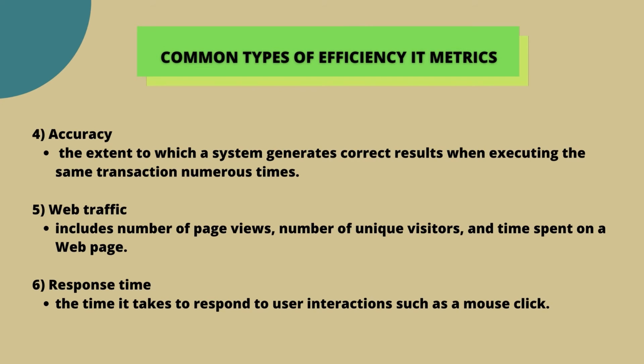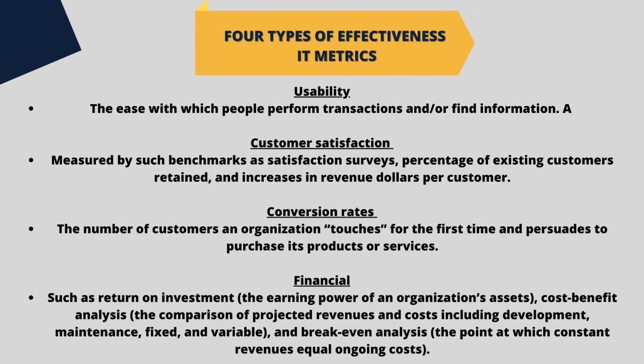The fifth is web traffic. It includes number of page views, number of unique visitors, and time spent on a web page. The last but not least is response time, which is the time it takes to respond to user interactions, such as a mouse click. So basically, we have 4 types of effectiveness IT metrics. The first one is usability, the second one is customer satisfaction, the third one is conversion rates, and the last one is financial.